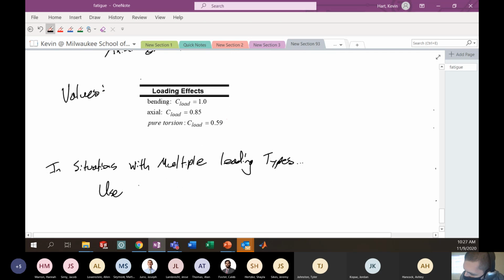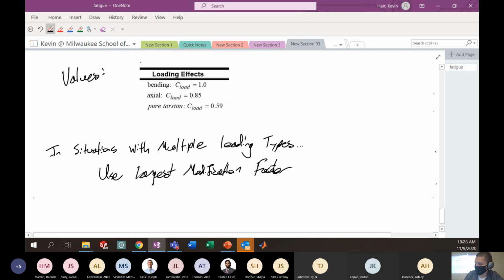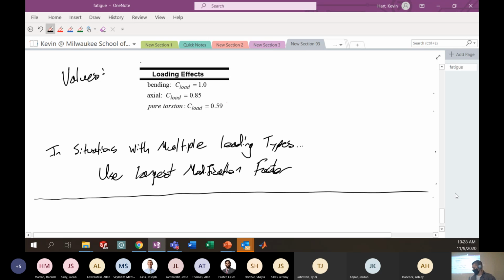Use the largest modification factor. Okay. So what I mean by that is if you have like axial and torsion, that would be like this sort of situation going on here. Axial and torsion at the same time. Use the largest value, which would be that of the axial loading. Okay. No example problem here. I think this is pretty easy to handle. Right.